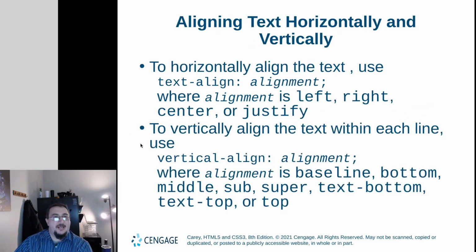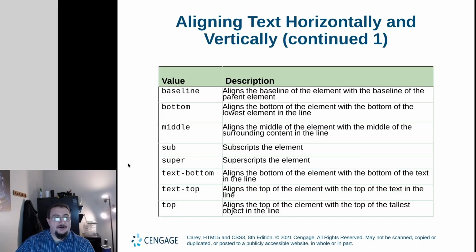For horizontal alignments, that would be on the page left, right, center, and justify. Vertical alignment is how it's aligned to the top and the bottom, either to the page or whichever element it is inside. Vertical align values are baseline, bottom, middle, sub, super, text-bottom, text-top, or top. And here is how those work inside of those vertical align elements.